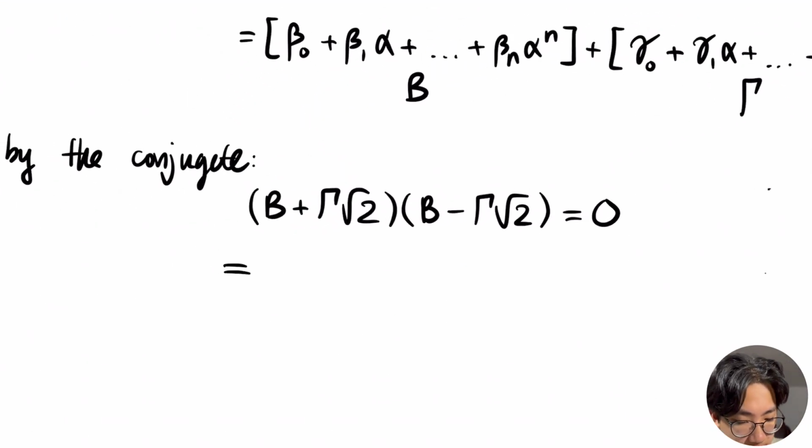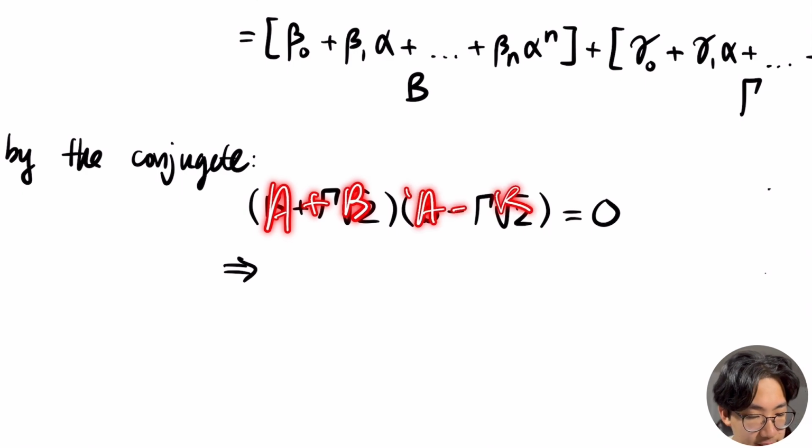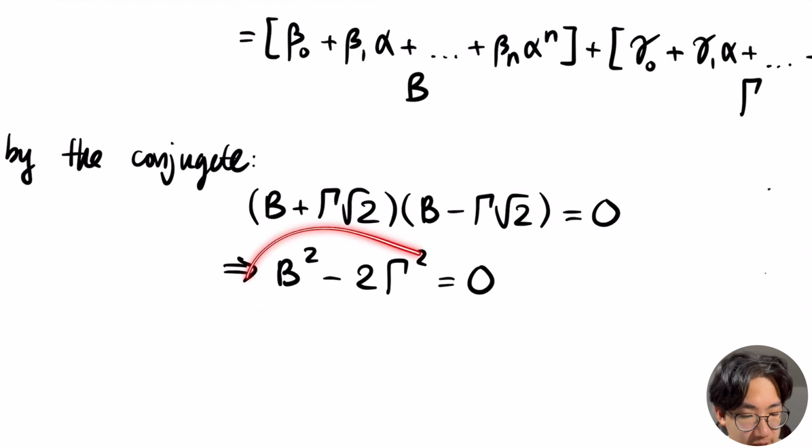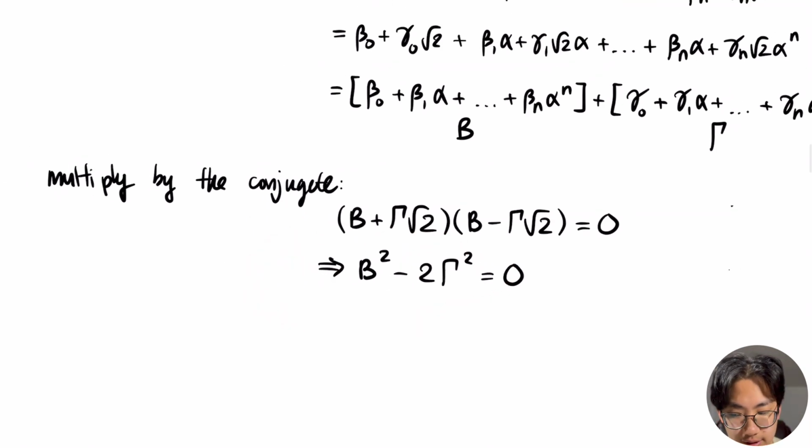And from here, we can actually multiply this out very easily. We can just use the difference of squares formula. You can think of this as like (a + b)(a − b). So we just have a squared minus b squared. So we have β squared minus 2γ squared. This is equal to 0. But this right here is precisely a polynomial with rational coefficients. So I'll quickly write that out.